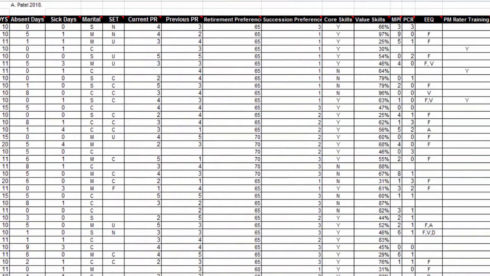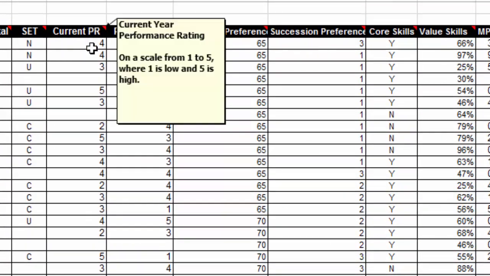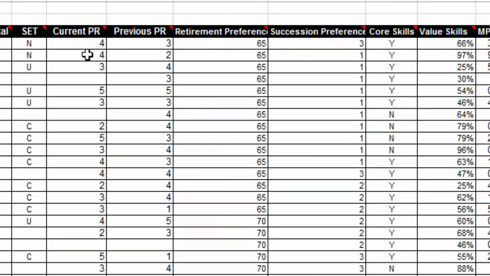So let's move on. The current PR, which is the current year performance rating, would be on a scale of 1 to 5, 5 being the best, 1 being the worst. Now you'll notice that some people don't have a rating in their current year. That's either because they were terminated before the June of the current year, which means that they have a previous or last performance rating. But if a person has both performance ratings, it means they were with us in the past and they were here this year.